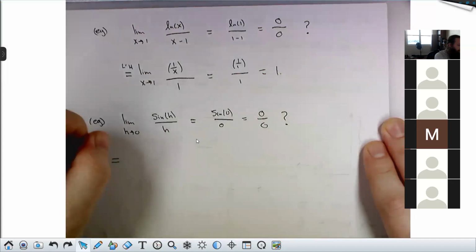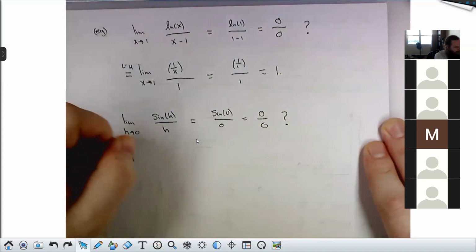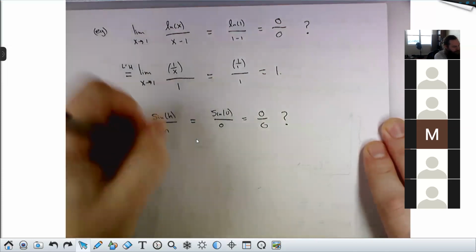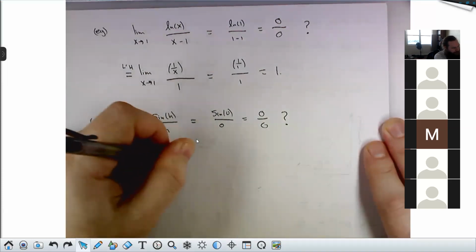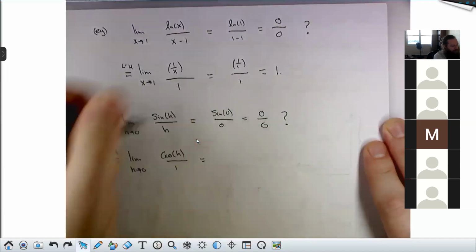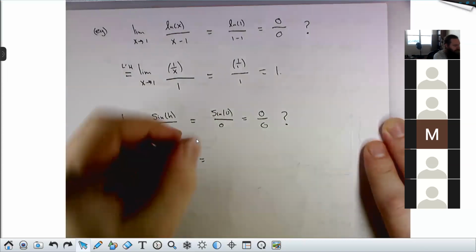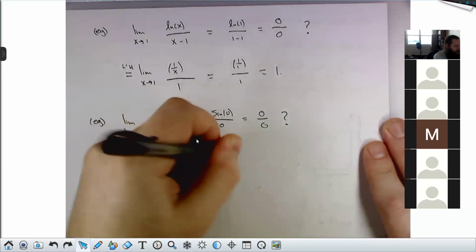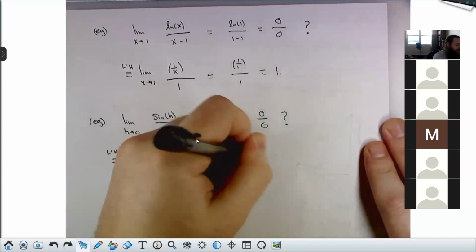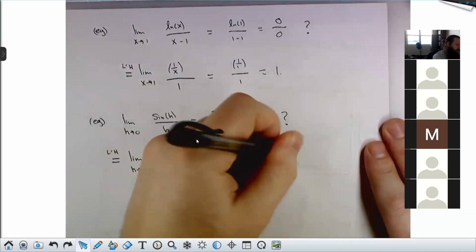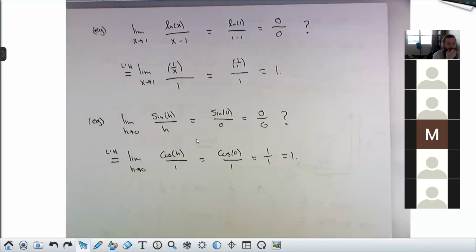But using L'Hopital's rule, I differentiate the top, I differentiate the bottom, and I try again. The derivative of sine h is cos h, the derivative of h is 1. So this is going to be cos of 0 over 1. The cos of 0 is 1. So this is 1 over 1, which is 1. So some limits that in the past were very hard, or straight up impossible for us, are now manageable through L'Hopital's rule.